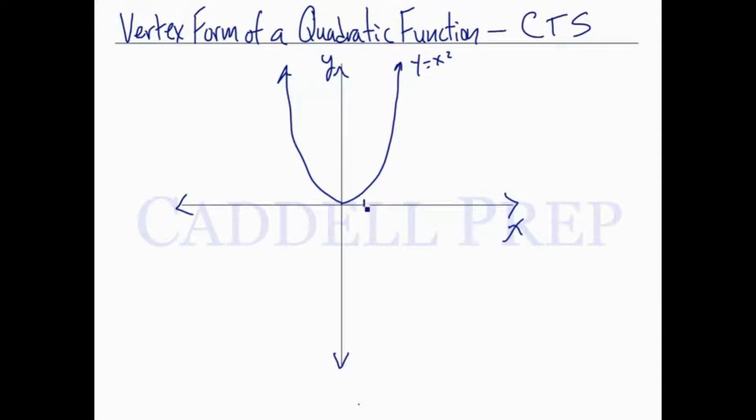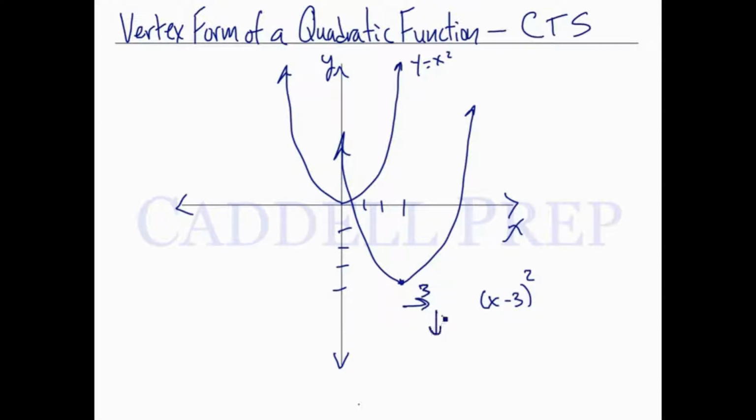So for example, if we moved it to the right 3 spaces and then down 4, it's going to look something like this. And to do that, we're just going to modify this. So if we move right 3 spaces, that means we're going to have x minus 3, because it's opposite, squared, and then down 4 would be minus 4. So from here, we could tell that the vertex is 3, so it's the opposite sign here, 3, and then just this sign, negative 4.